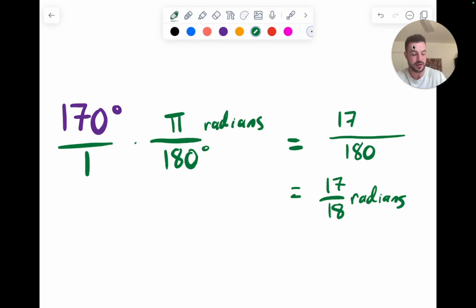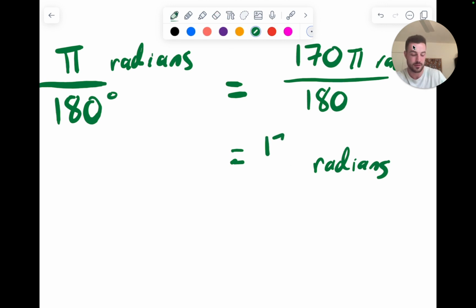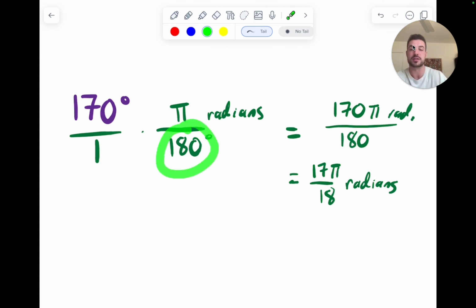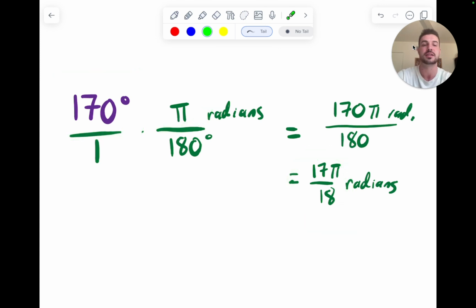We should have 170 pi radians. So that means our answer is 17 pi over 18 radians. So again, let's think about this. This is almost 180 degrees. Well, 180 degrees is pi radians. So that means when we convert this, our radians should be very close to pi, and it actually is, right? Because 17 divided by 18 is very close to being 1, which means that this should check out.